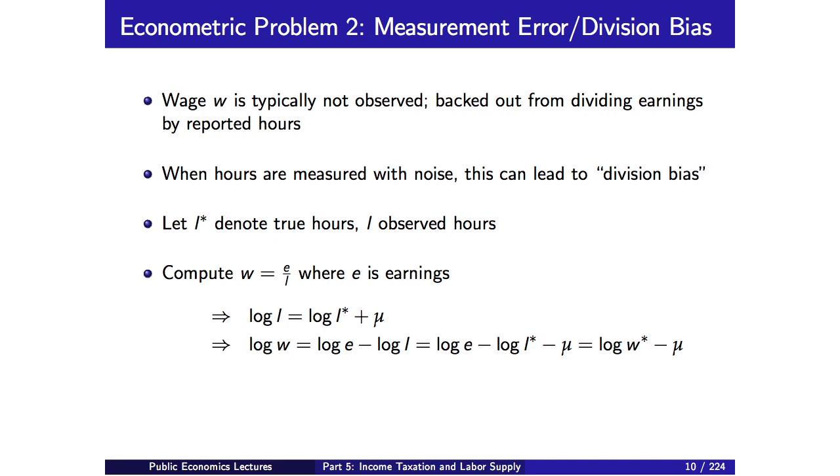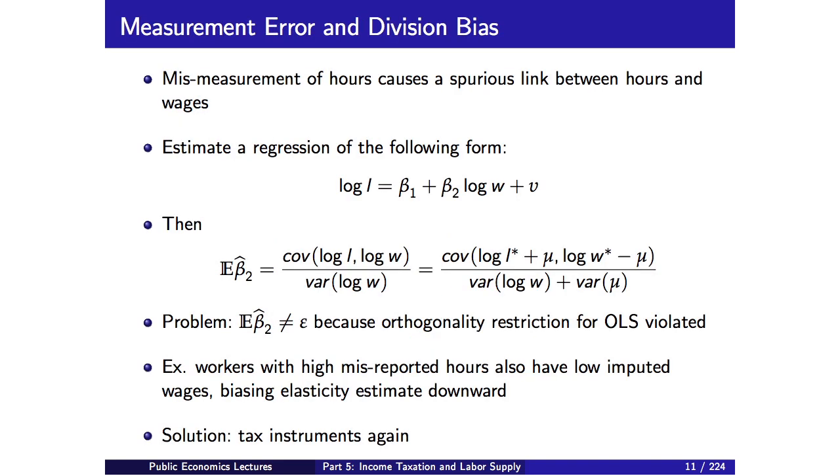We define W as E divided by L. That's crucial, not E divided by L star, all right? Where E is your earnings. And so we can write log L as log L star plus mu. That's the measurement error in reported hours. And so as a result, log W, which is just log E minus log L, all right, is log E minus log L star minus mu, which is log W star minus mu, where W star is your true wage. So my imputed wage also has measurement error arising from the fact that you misreported your hours. That makes sense. Okay, so now what's the problem?